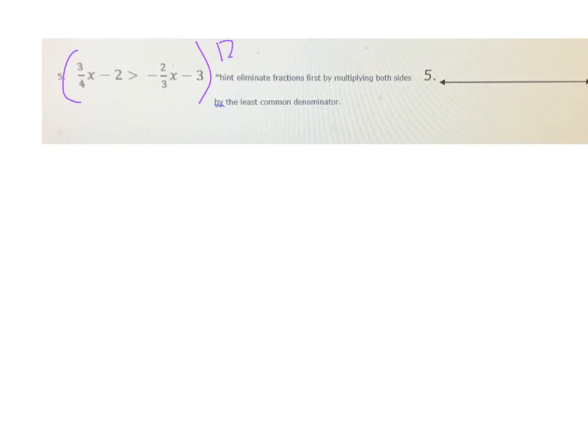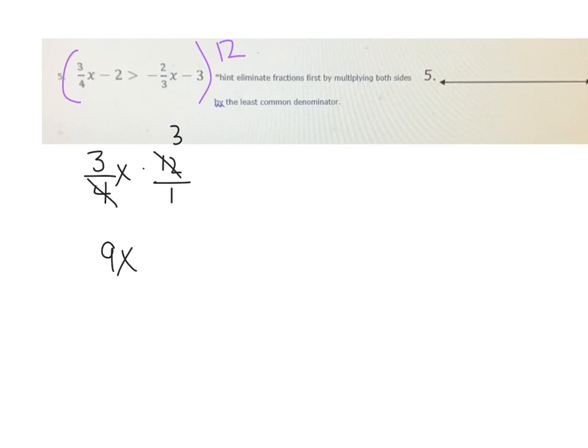So I'm going to multiply the entire problem by 12. The entire problem, not just the fractions. Okay, so let's do that work. So if I take 3/4 x times 12, I put 12 over 1. 4 goes into 12 3 times. 3x times 3 is 9x. So 3/4 x turns into 9x.